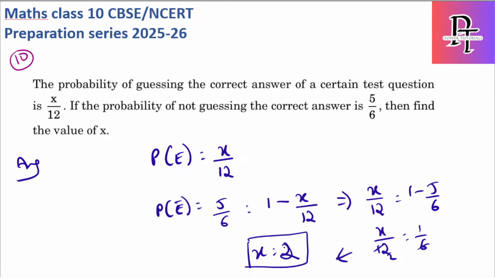Always remember the probability of a not event is nothing but 1 minus P of that event. So here the not event is 5 by 6, and P of the event they have mentioned as x by 12. So 1 minus 5 by 6 is nothing but x by 12. Hence x value is 2. Clear?